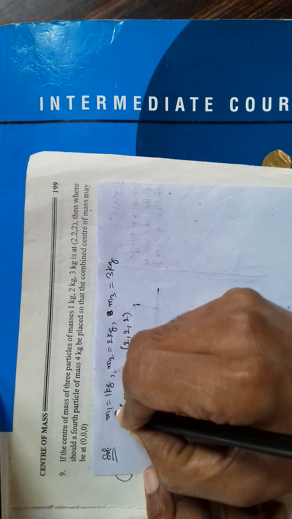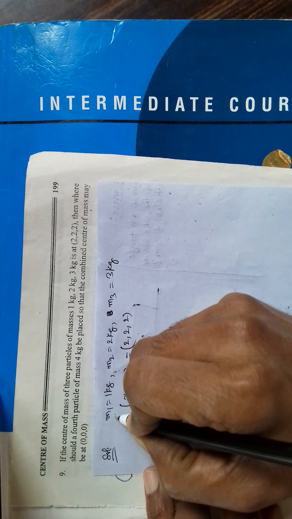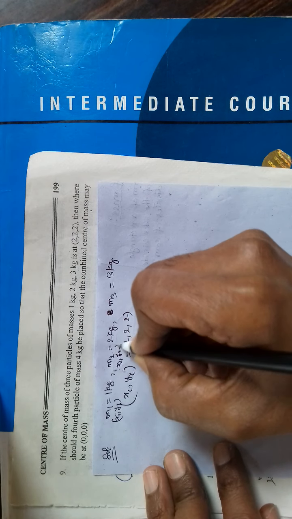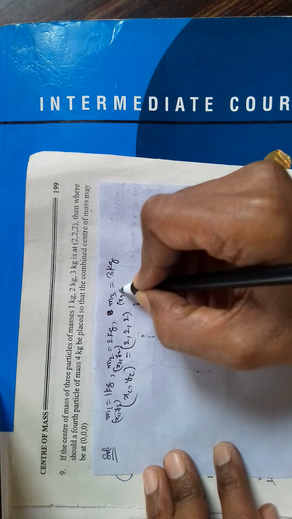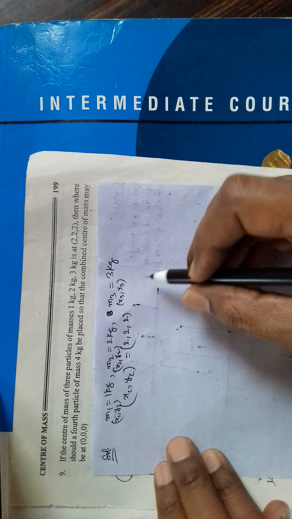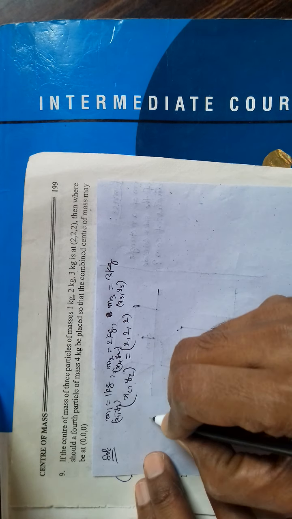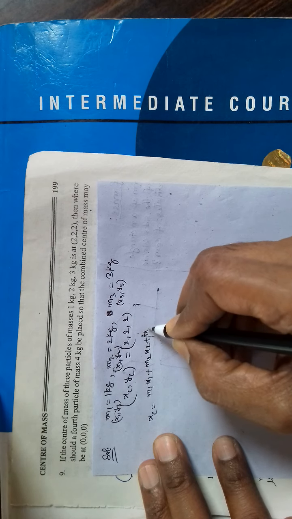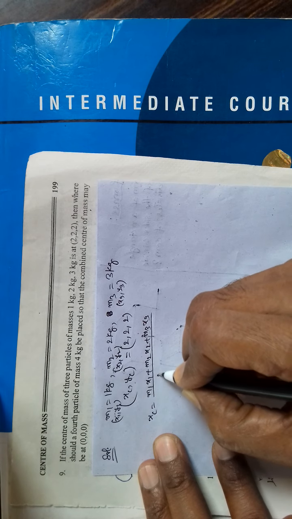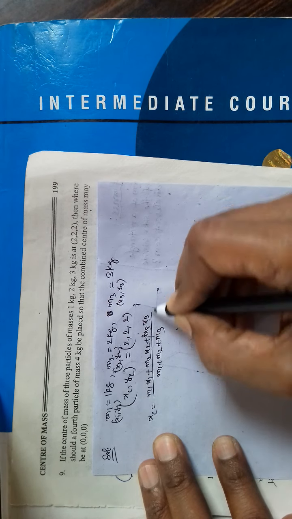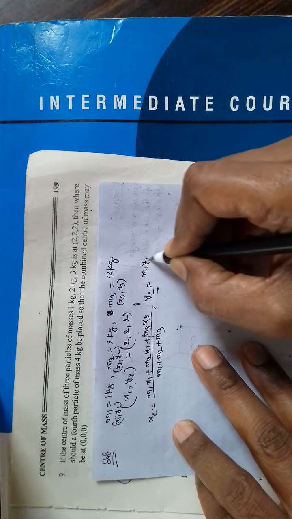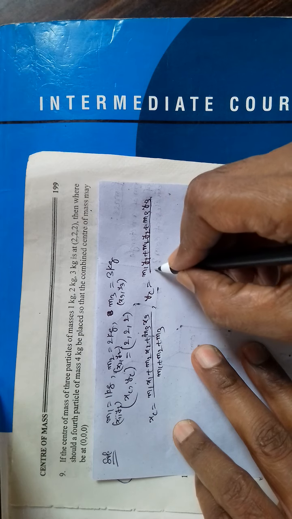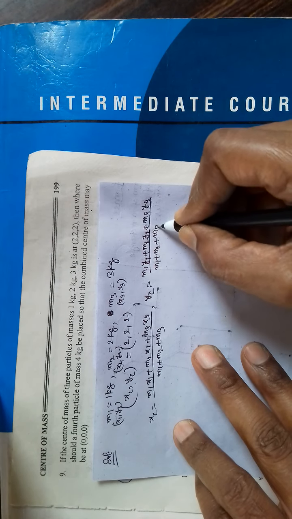Now the coordinates of mass m1 will be x1, y1, and m2 has coordinates x2, y2, and m3 is located at x3, y3. So the center of mass is defined as xc equal to m1 x1 plus m2 x2 plus m3 x3 by m1 plus m2 plus m3. Similarly, yc is equal to m1 y1 plus m2 y2 plus m3 y3 by m1 plus m2 plus m3.